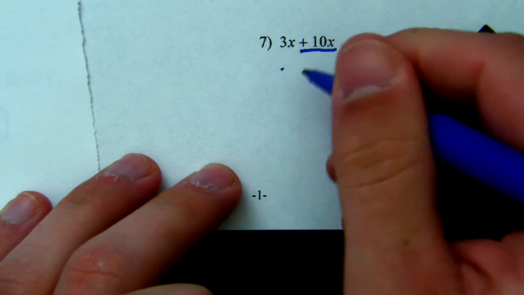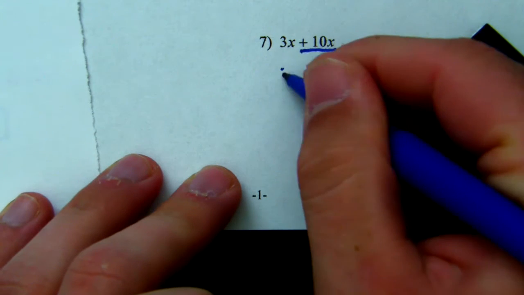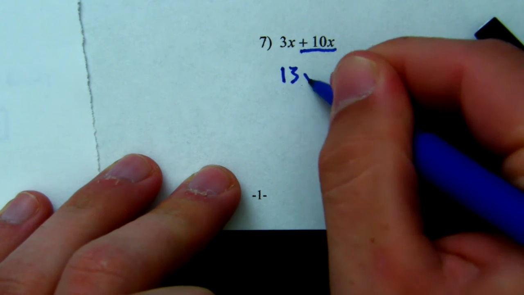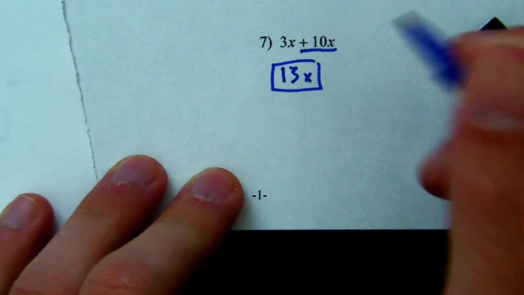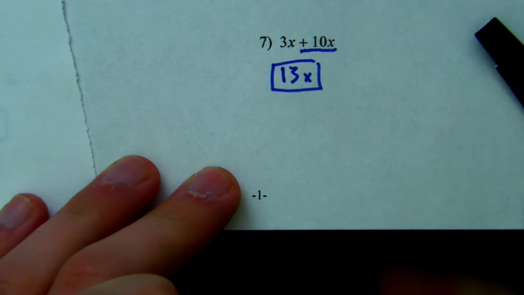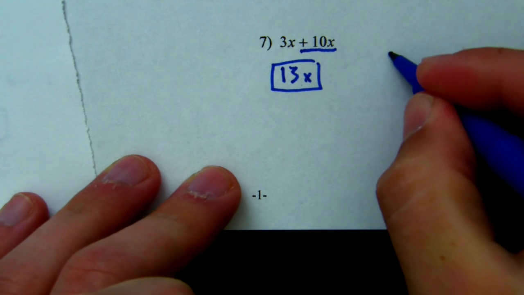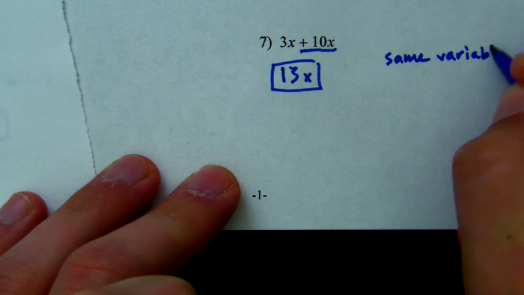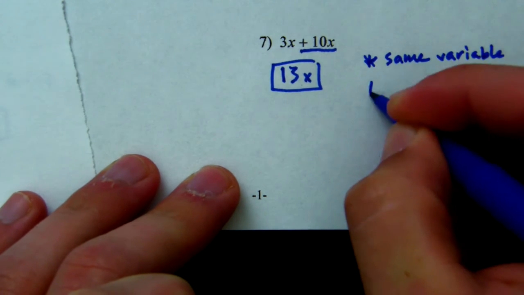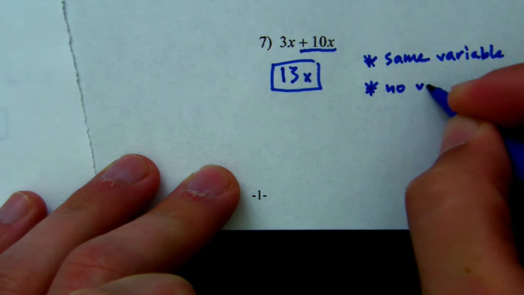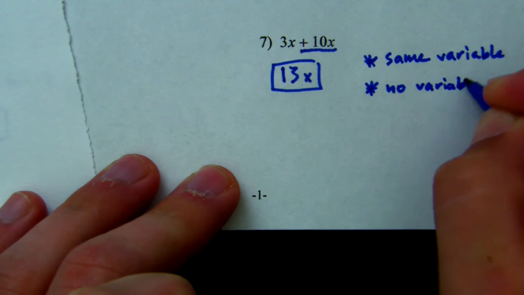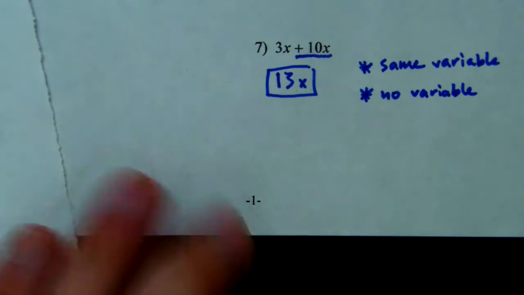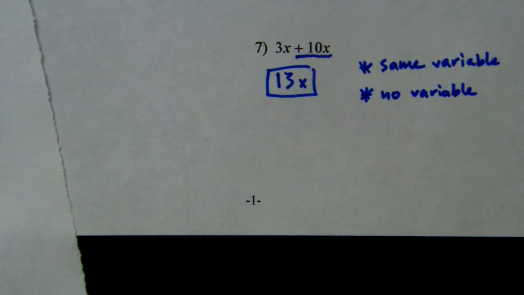And we can just say 3x plus 10x. Well, what's 3 plus 10? That's 13. They both have the same variable, which is an x. And that's it. We just have to make sure they have the same variable or no variable. So when we add 3 plus 10, neither term has a variable, so we can combine them.